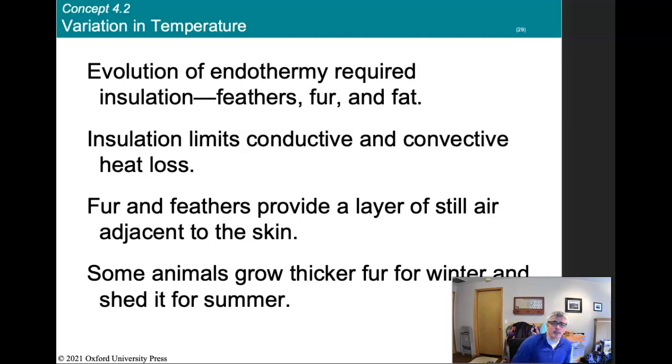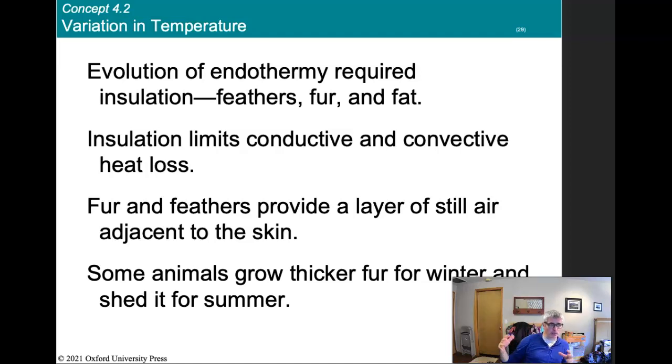Got a few more here. Evolution of endothermy required insulation: fur, feathers, fat. So as organisms started generating heat internally, mechanisms for maintaining that heat became important. Insulation limits conductive and convective heat loss. Fur and feathers provided a layer of still air adjacent to the skin. And some animals grow thicker fur in the winter and shed it in the summer.